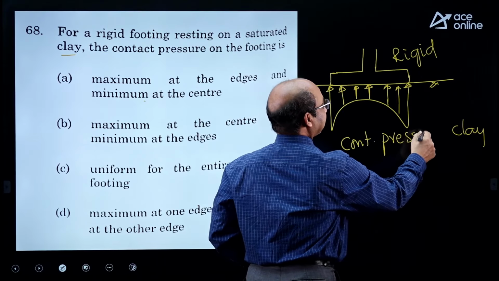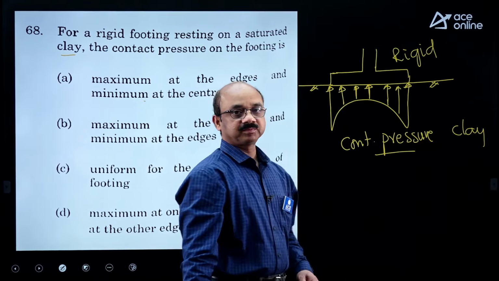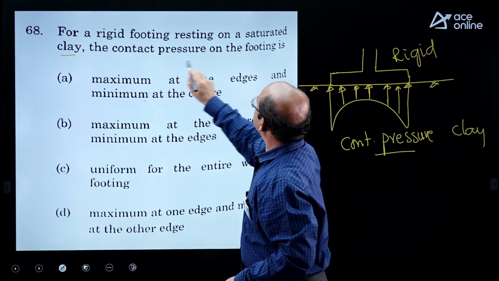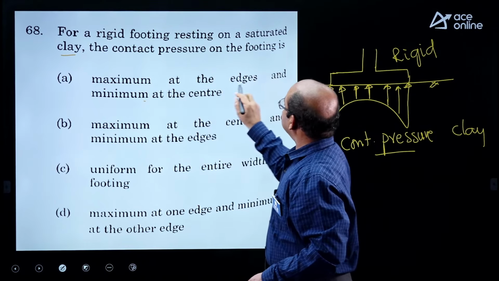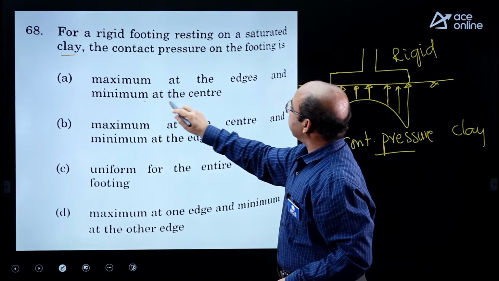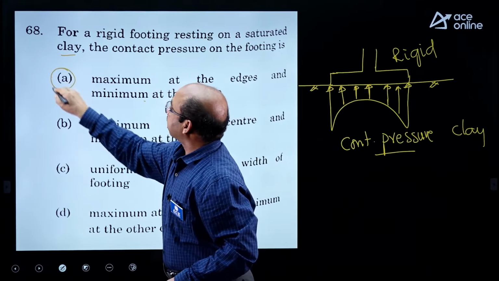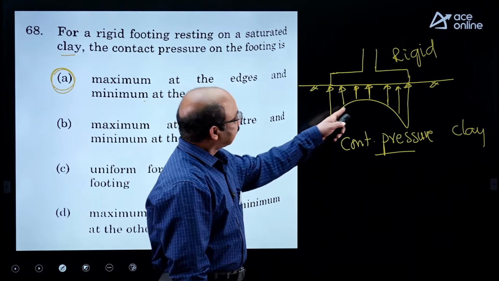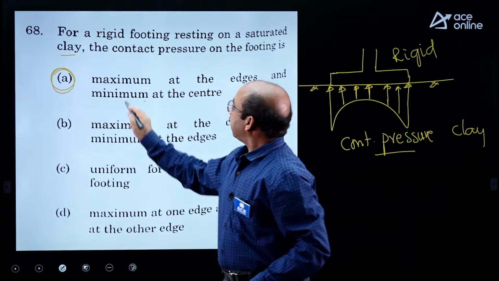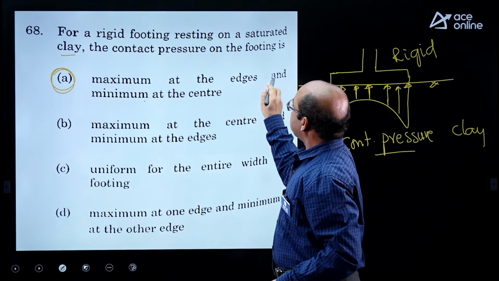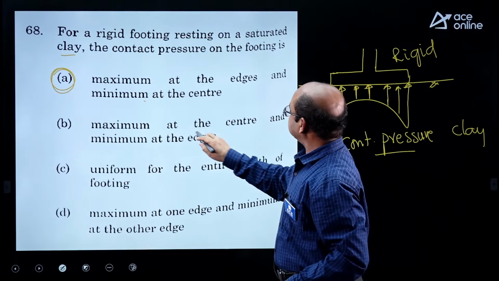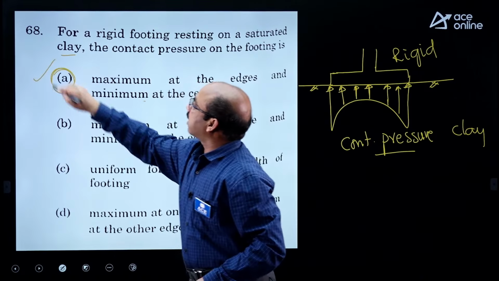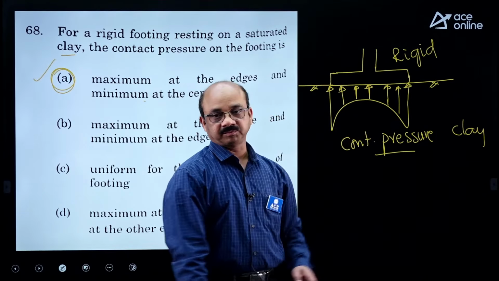So let us see the options available. Contact pressure on the footing, maximum at the edges, yes, that is true, and minimum at the center, yes. Straight away, very first one. That's what you can see in the diagram also. Maximum at the edges and minimum at the center. What about others? Yes. So this is the correct option based on this diagram.